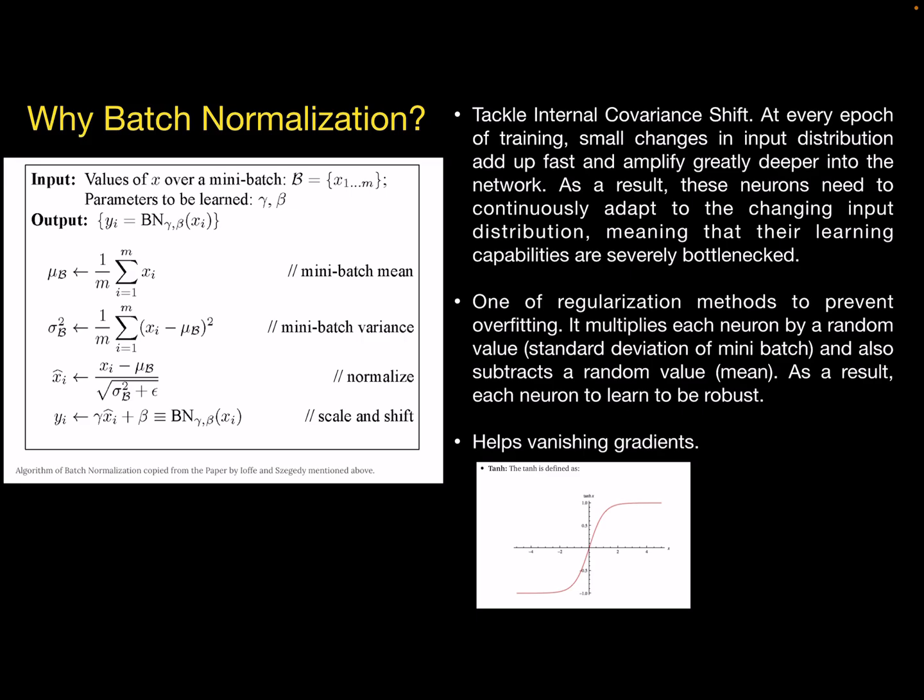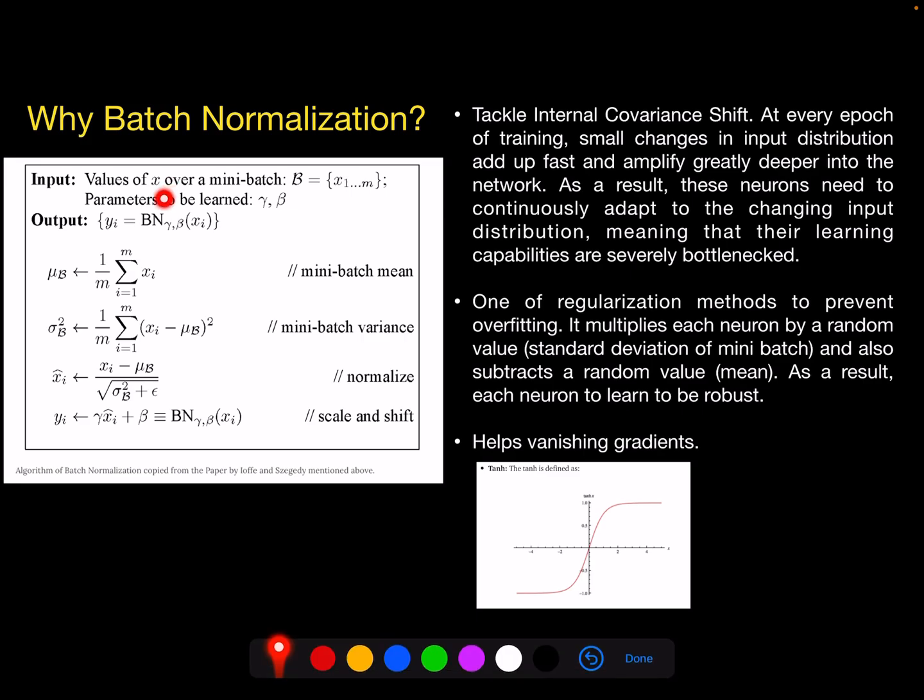Okay, so what and why is batch normalization? Batch normalization takes a value of x over a mini batch, then tries to learn separate parameters gamma and beta. What happens in batch normalization is we first take the mini batch mean and also calculate the mini batch variance. Then we use the mean and variance to normalize the value, and we also scale and shift the value using the learned gamma and beta to get the batch norm output.